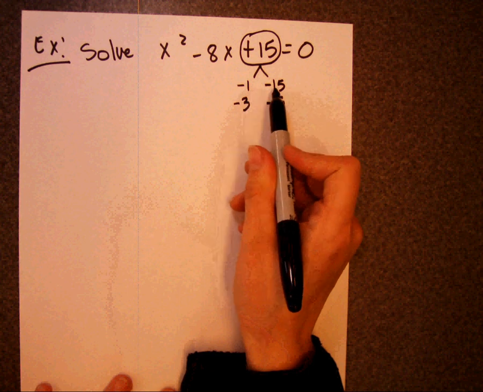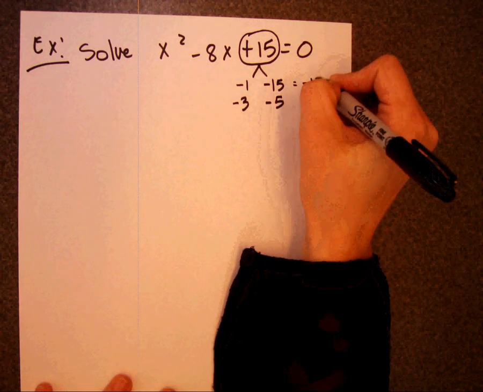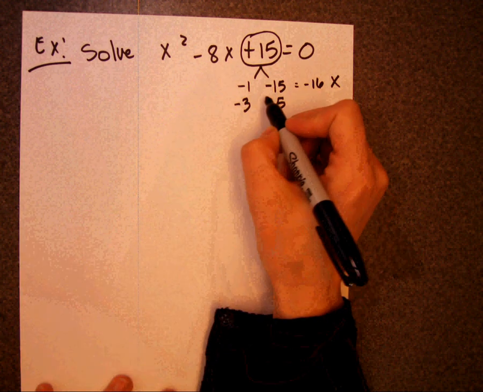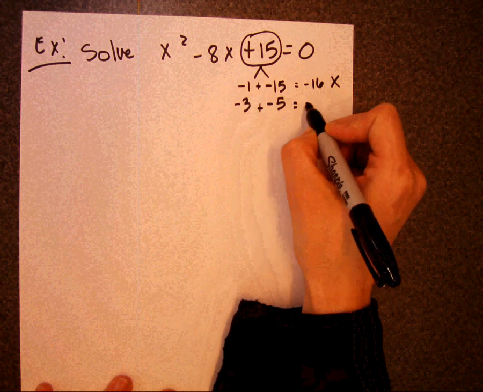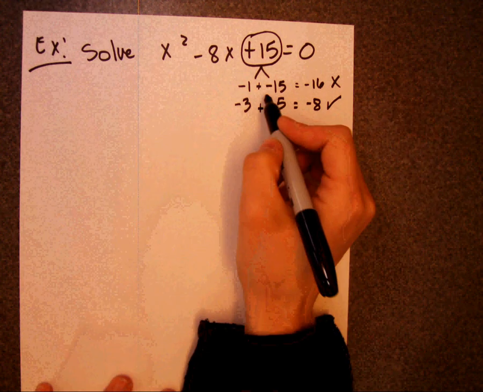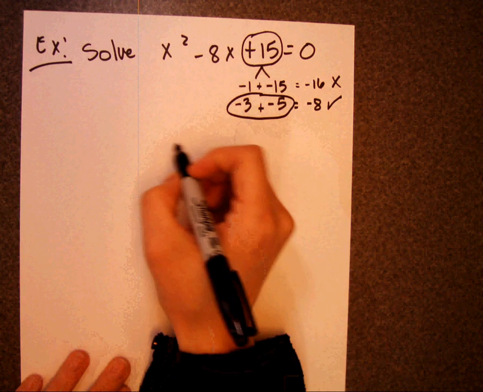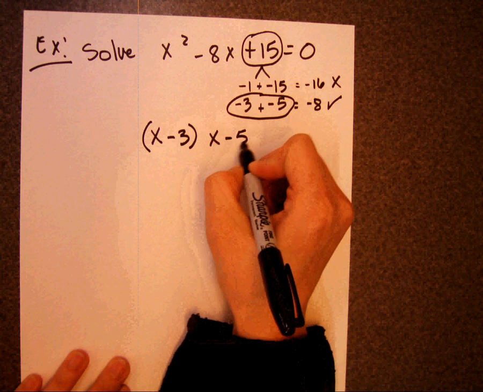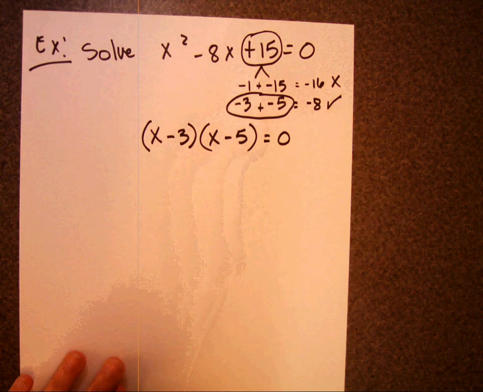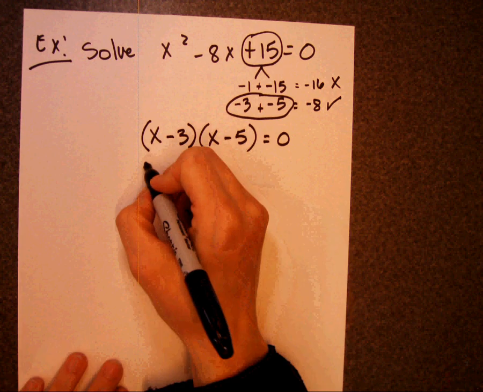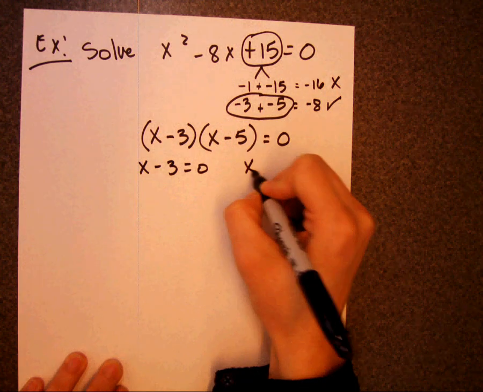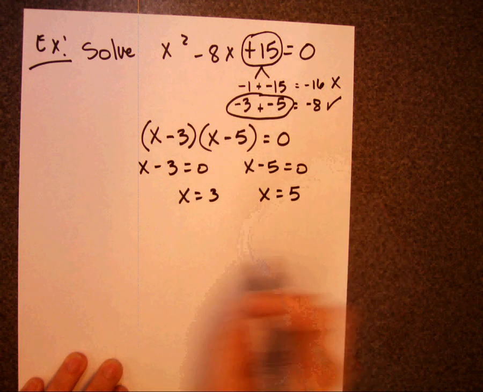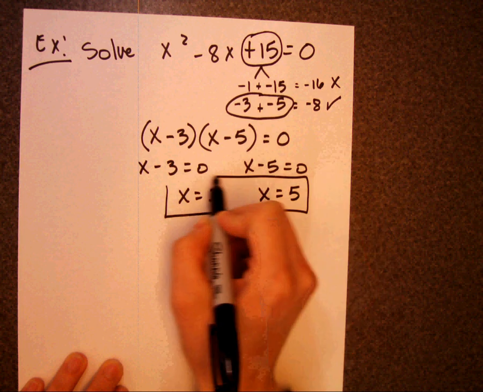-1 plus -15, this is -16, that's not going to work because I need -8. -3 plus -5 definitely gives me -8, so this is the pair that I want. So I'm going to write it in factored form. So I'll have x minus 3 because of the -3, and x minus 5 because of the -5 equals 0. Now that it's in factored form, just set them both equal to 0 and solve. So I get x is equal to 3 and x is equal to +5. So these are my x-intercepts for this quadratic.